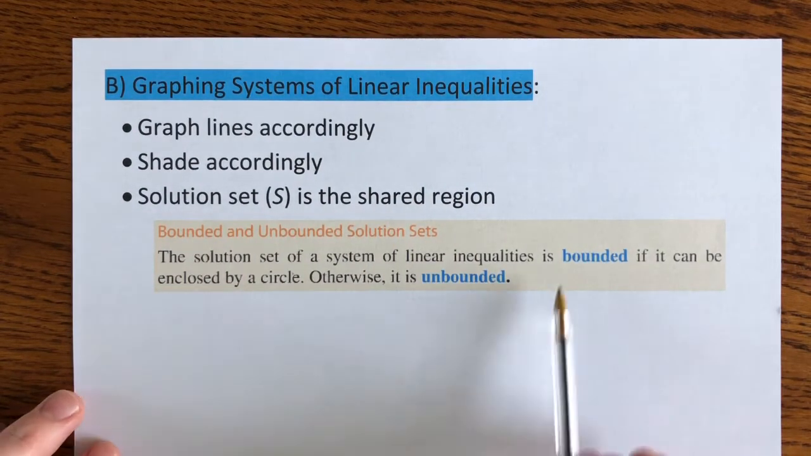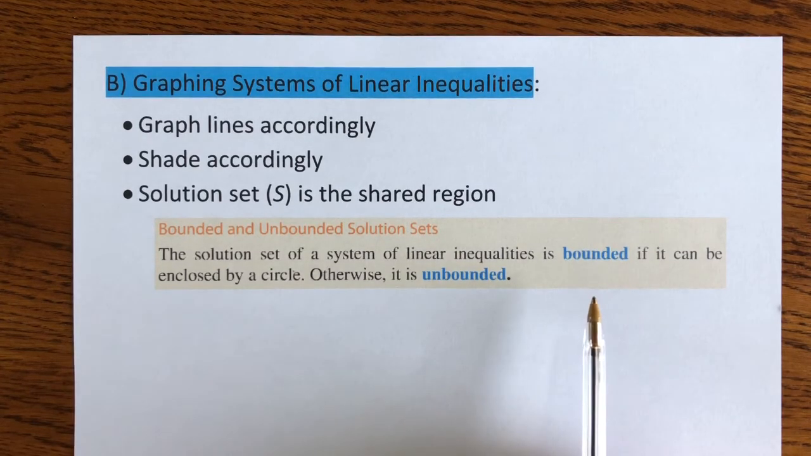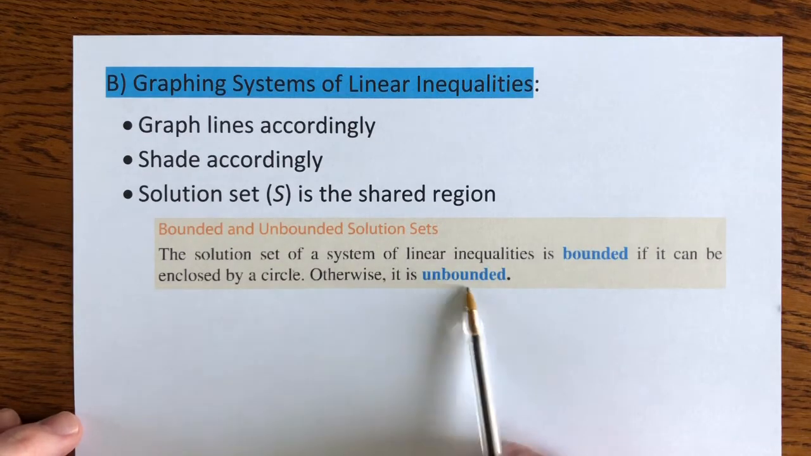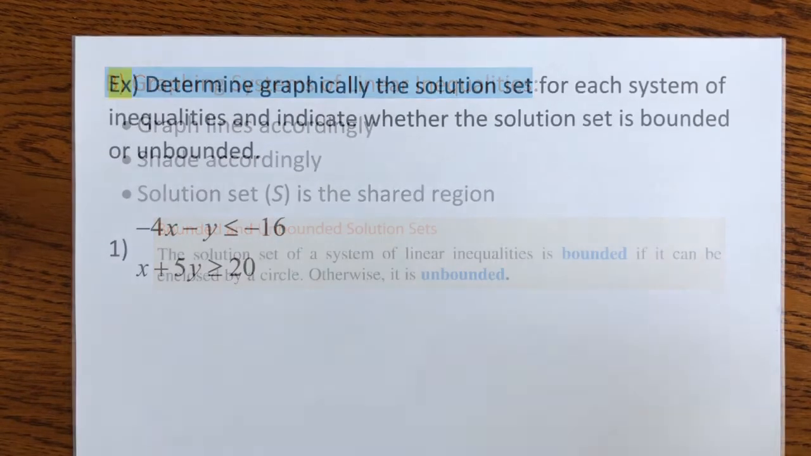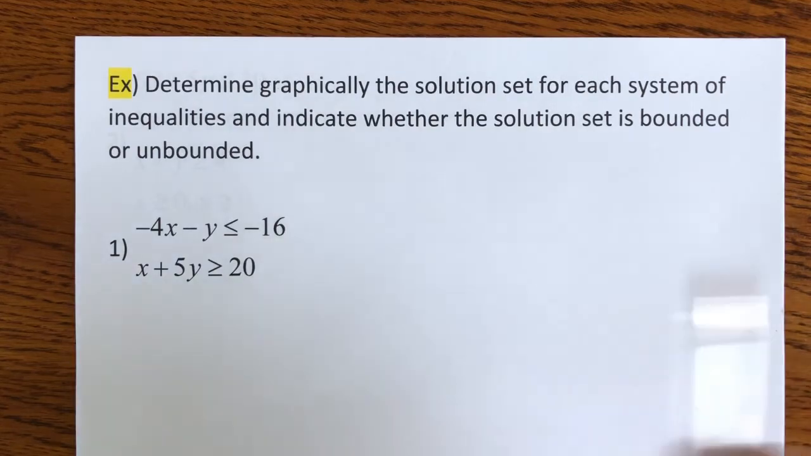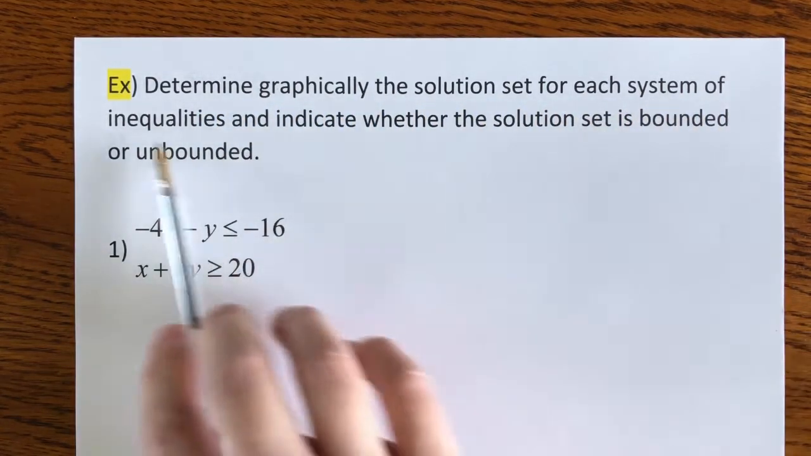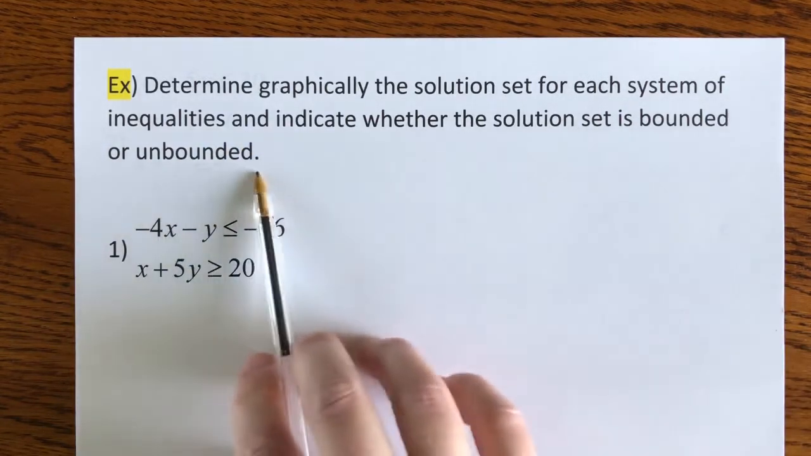So you could have a bounded situation, which would be one that you could circle. If that's possible, it's bounded. If it's not possible to be enclosed by a circle, then it's going to be unbounded. All right, let's look at a couple of examples. Example number 1. We are to determine graphically the solution set for each system of inequalities and indicate whether the solution set is bounded or unbounded.